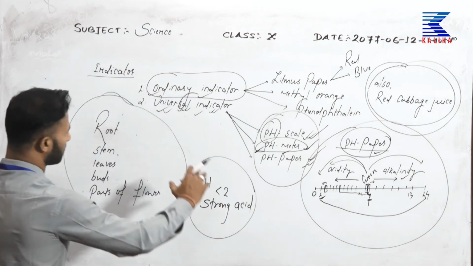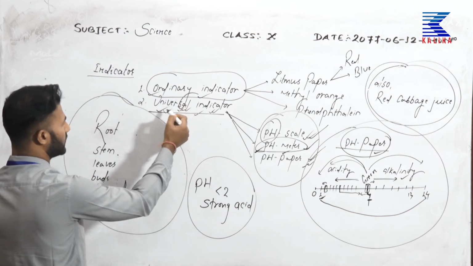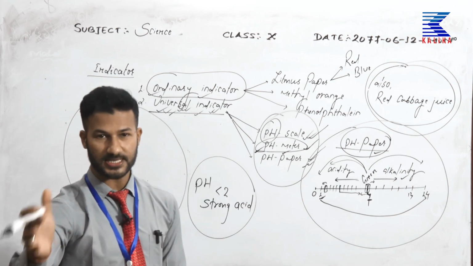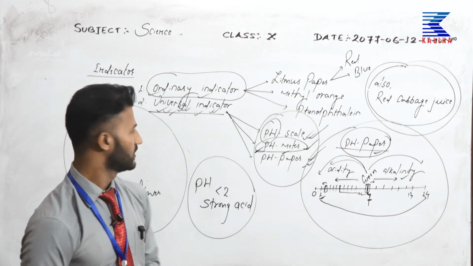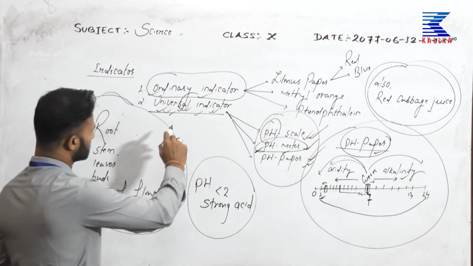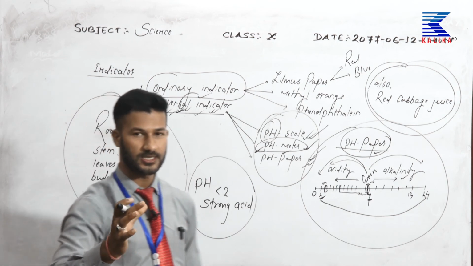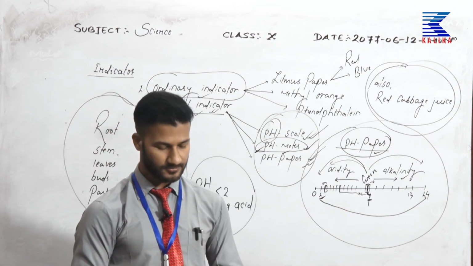So, this is all about universal indicator, and I already said universal indicator is better than ordinary indicator in that sense in which it identifies the strength too. It is made up of different ordinary indicators after they are mixed and chemically processed.